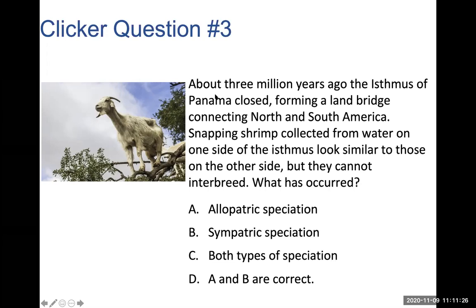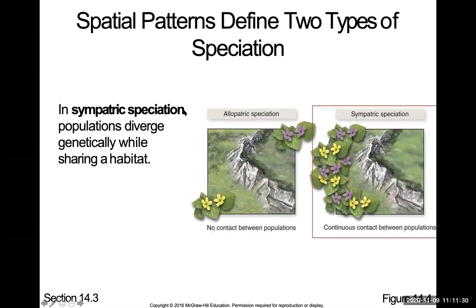In allopatric speciation, they're living in different areas. Basically, they're separated. In sympatric speciation, populations diverge while sharing a habitat. So they're living together. There's continuous contact between populations, but they still become different species.